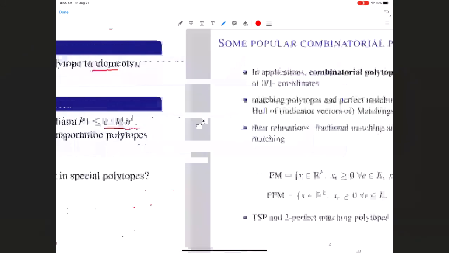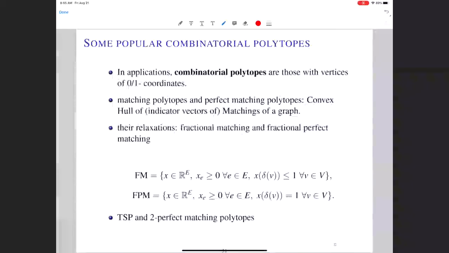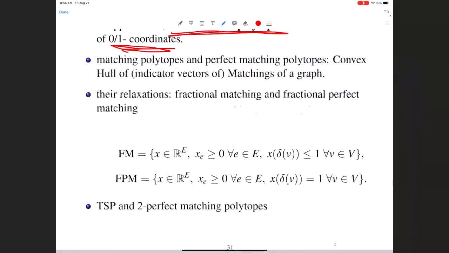Okay. Now let's talk, finally, in my last 5 minutes or so, about some very popular polytopes, the so-called combinatorial polytopes. So what's a combinatorial polytope? It's classical in optimization to study polytopes where the coordinates of the vertices are zeros and ones. There are many important polytopes like this. Let me start with maybe the most famous one, the traveling salesman polytope.